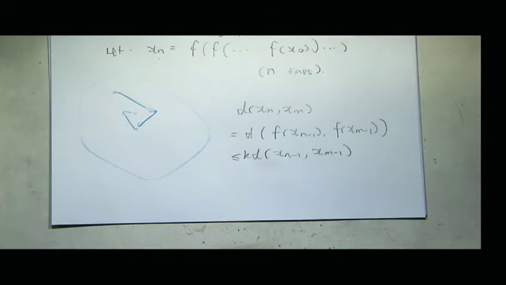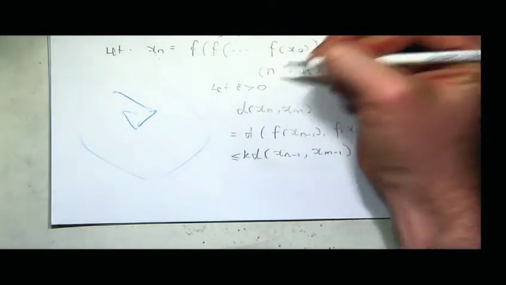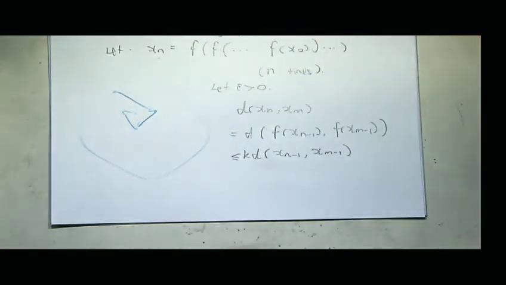See, I want to show that this is less than something. I want to show that if I pick my n and my m big enough, I'll be able to make this distance less than epsilon if I pick an epsilon, because that's how Cauchy works. So really, back here I should say something like let epsilon be greater than 0, so that I can get to my less than epsilon eventually.